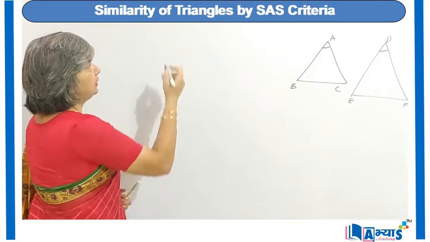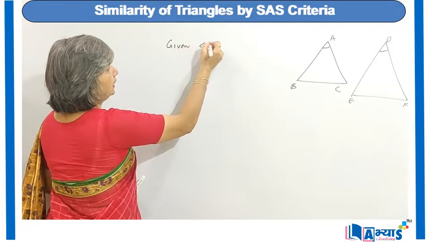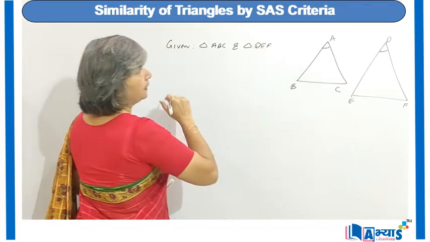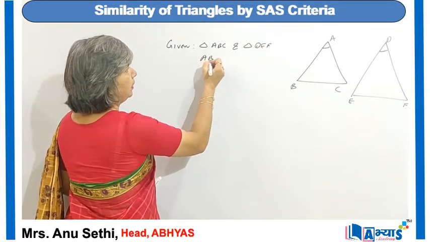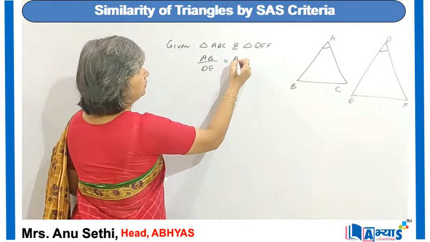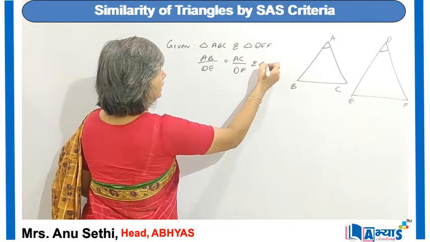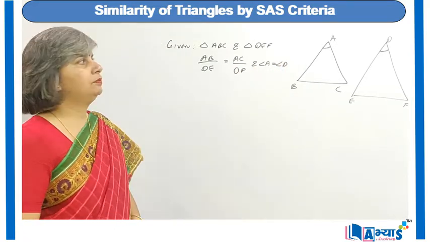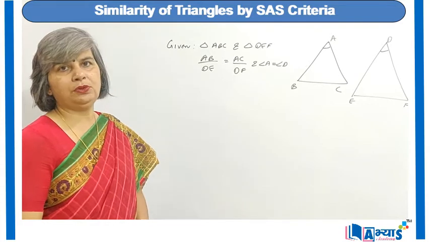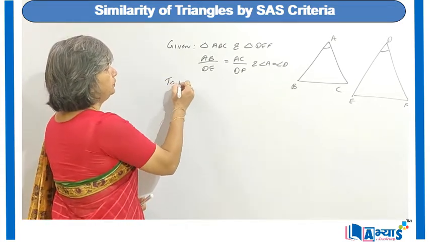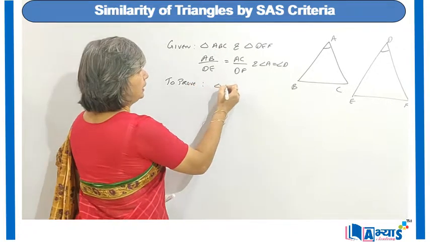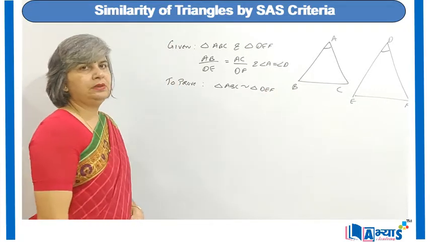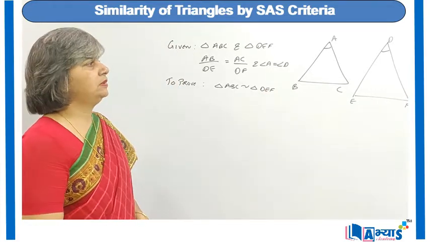So it has been given to us triangle ABC and triangle DEF such that AB upon DE is equal to AC upon DF and angle A is equal to angle D, and we have to prove that triangle ABC is similar to triangle DEF.